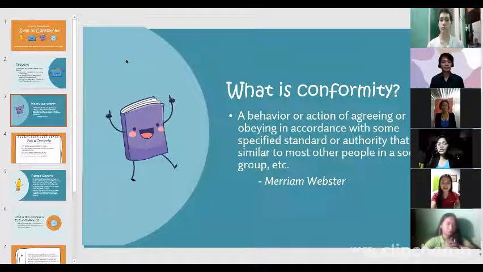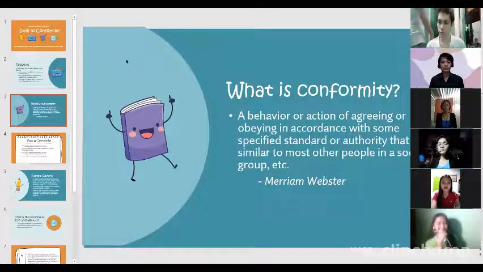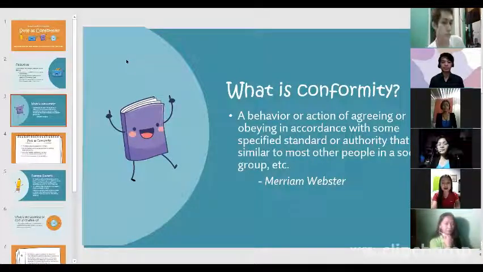Let us first define what is conformity. According to Merriam-Webster, it is a behavior or action of agreeing or obeying in accordance with some specified standard and authority that is similar to almost other people in society, group, and etc. In other words, conformity is the act of matching attitudes, beliefs, and behaviors to group norms. People often conform from a desire for the sake of security within a group, and conformity refers to as groupthink.